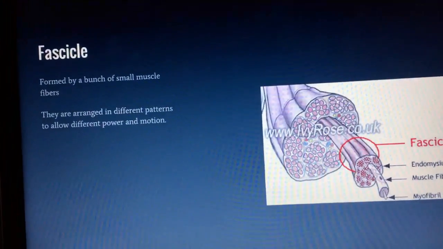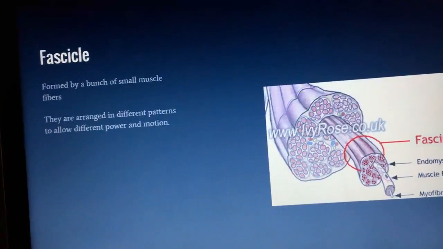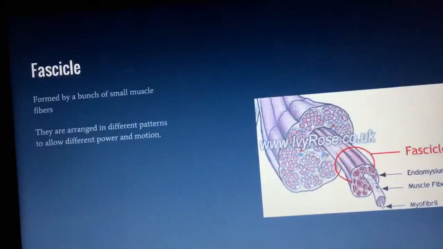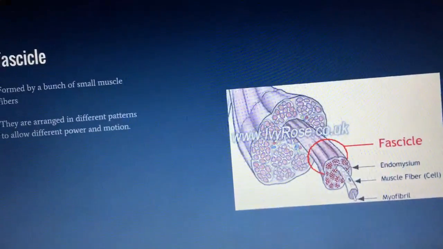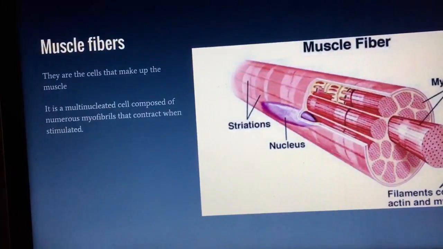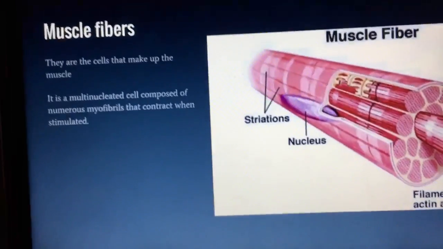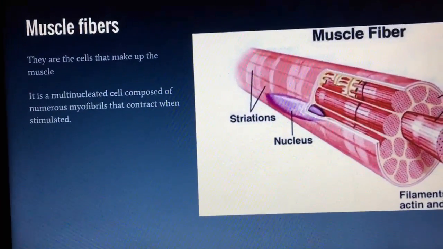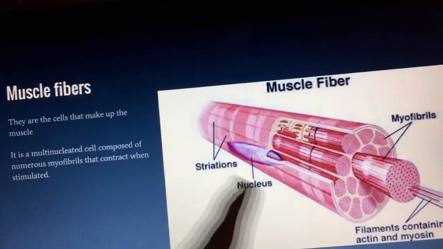Fascicle. Formed by a bunch of small muscle fibers. They are arranged in different patterns to allow different power and motion, and it's each one of these. Muscle fiber. They are the cells that make up the muscle. It is a multinucleated cell composed of numerous myofibrils that contract when stimulated, and this is a whole muscle cell.